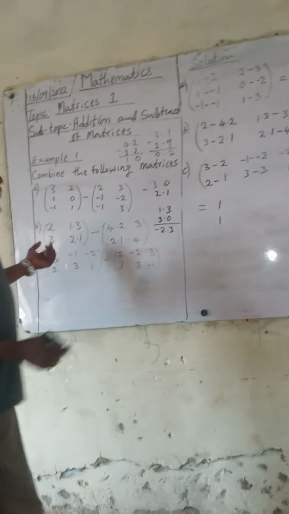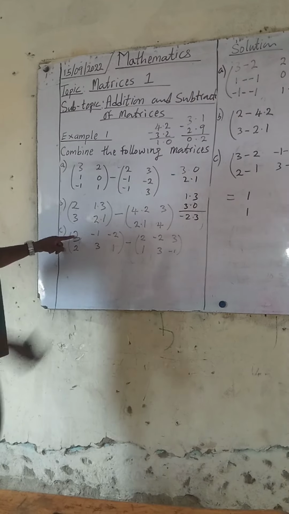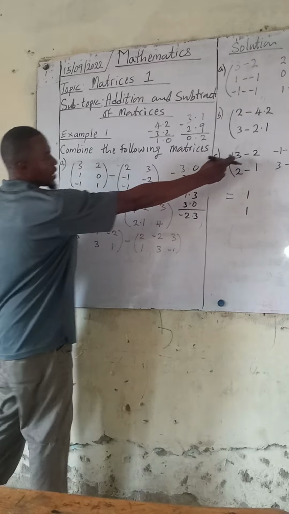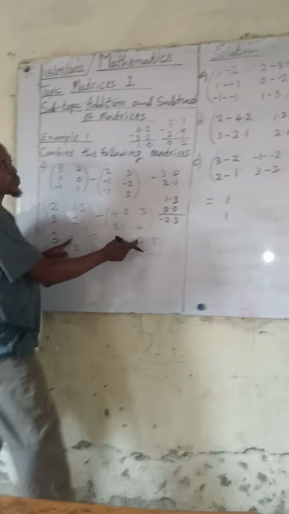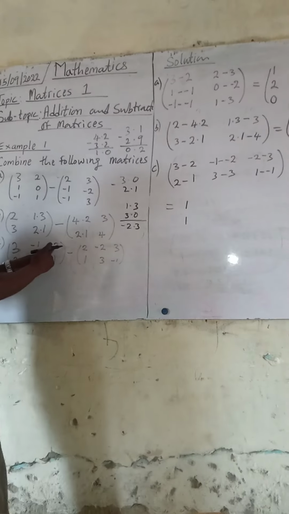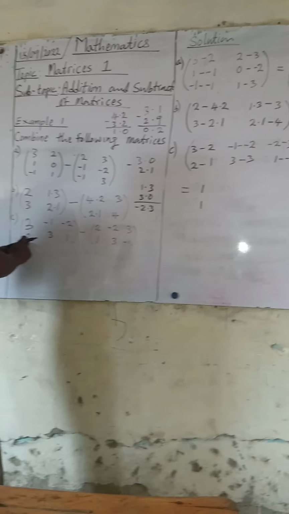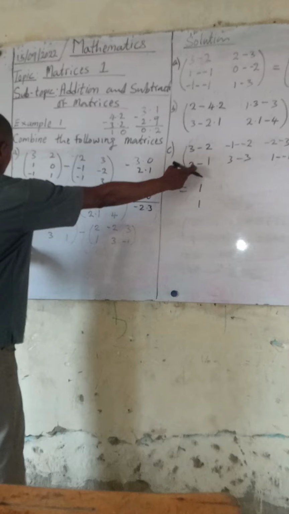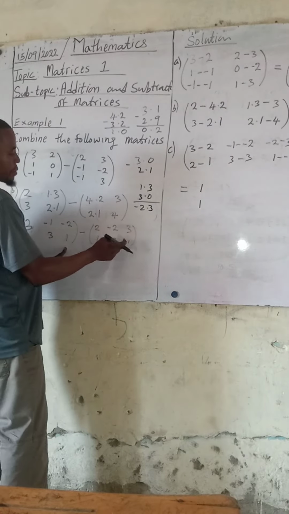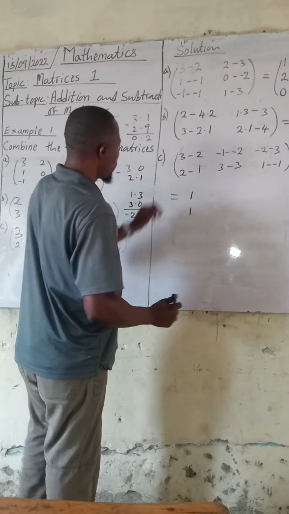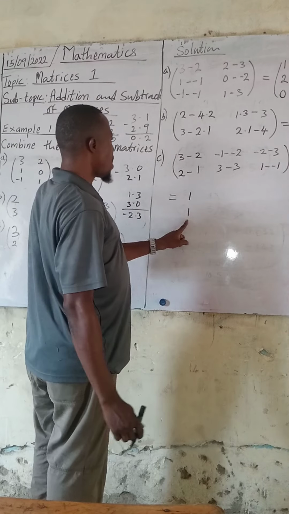Okay? This is the question. We want to minus it. This first row like this is 3 minus 2. That's what we have there. Then minus 1 minus 2. That's what we have there. Then minus 2 minus 3. Also 2 minus 1. 3 minus 3. Okay? 1 minus 1. So now 3 minus 2, we have 1. 2 minus 1, we have 1.